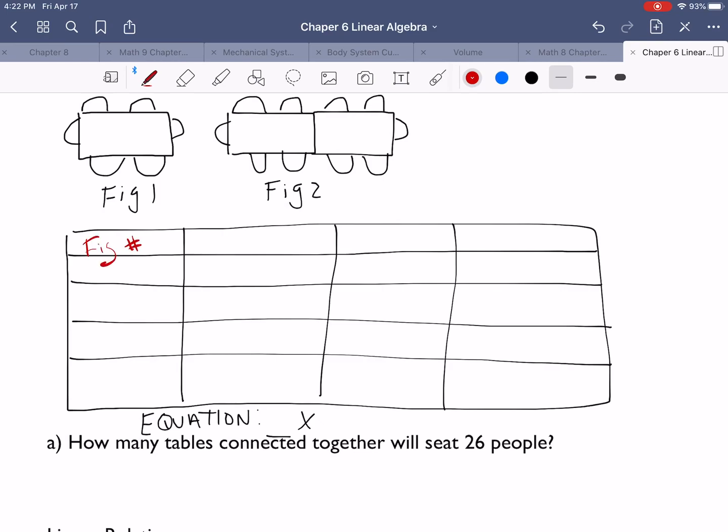So right away, I'm just going to put my figure number in first. Remember, that's our x. And then we're going to do chairs this time because that's what we're looking at. And so that's our y. I'm going to do this first before anything else. This is our multiplier. So that's our pattern. And this is our adding or subtracting. And so we'll just figure out what that is.